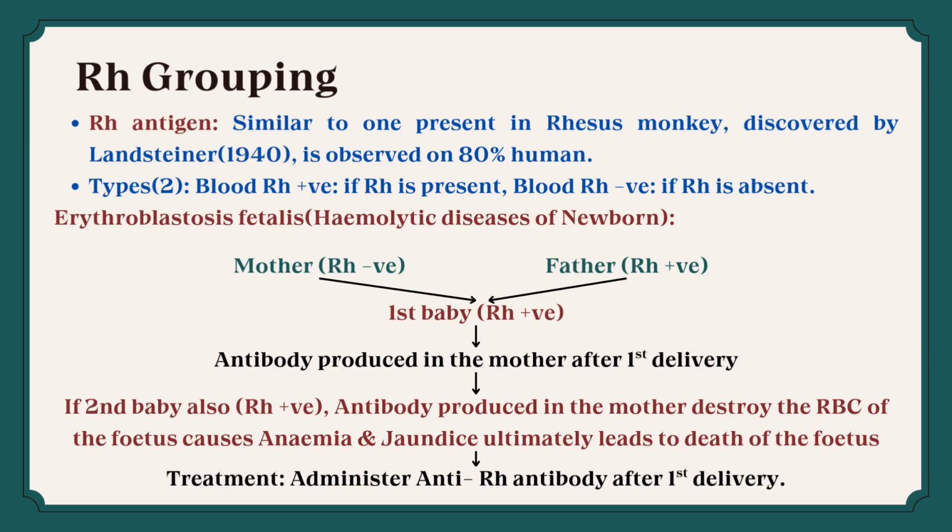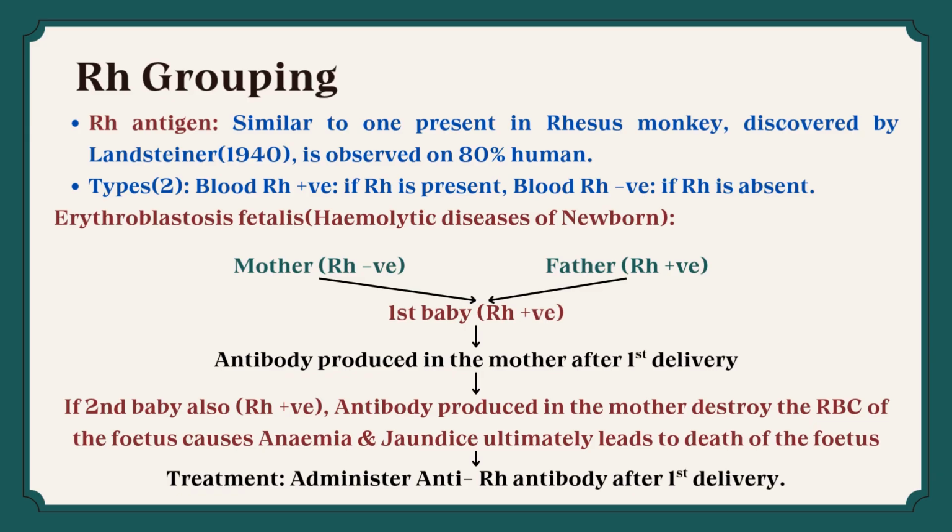Erythroblastosis fetalis. It is the hemolytic disease of the newborn. Let's see it in detail. If a mother has RH negative blood and the father has RH positive blood, and their firstborn baby is RH positive, then after the delivery of the first baby, an antibody is produced in the mother against the RH positive blood, if it gets mixed with the mother's during delivery.